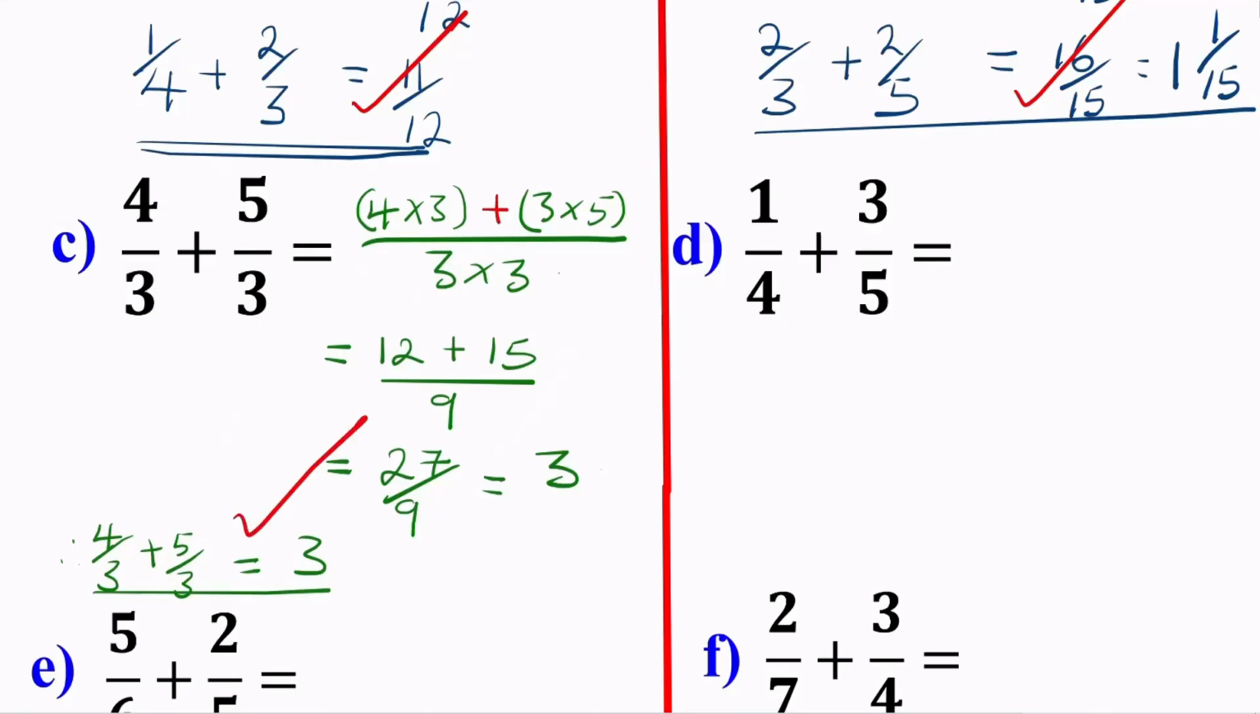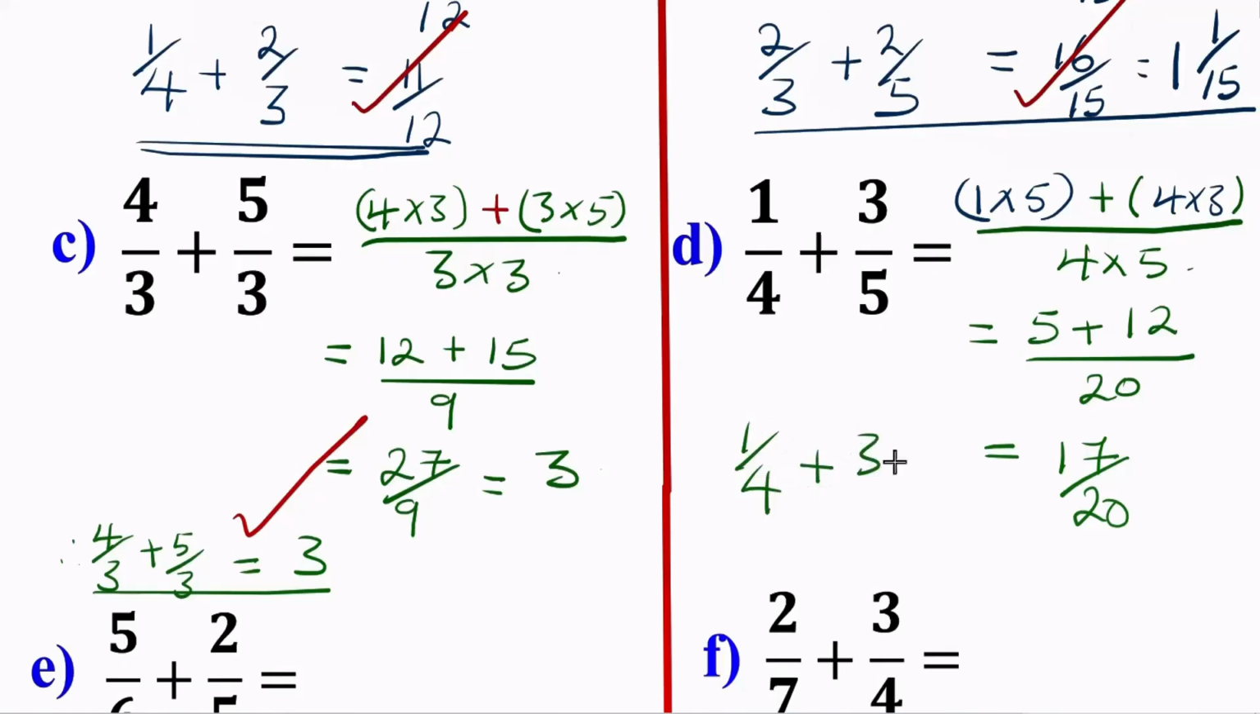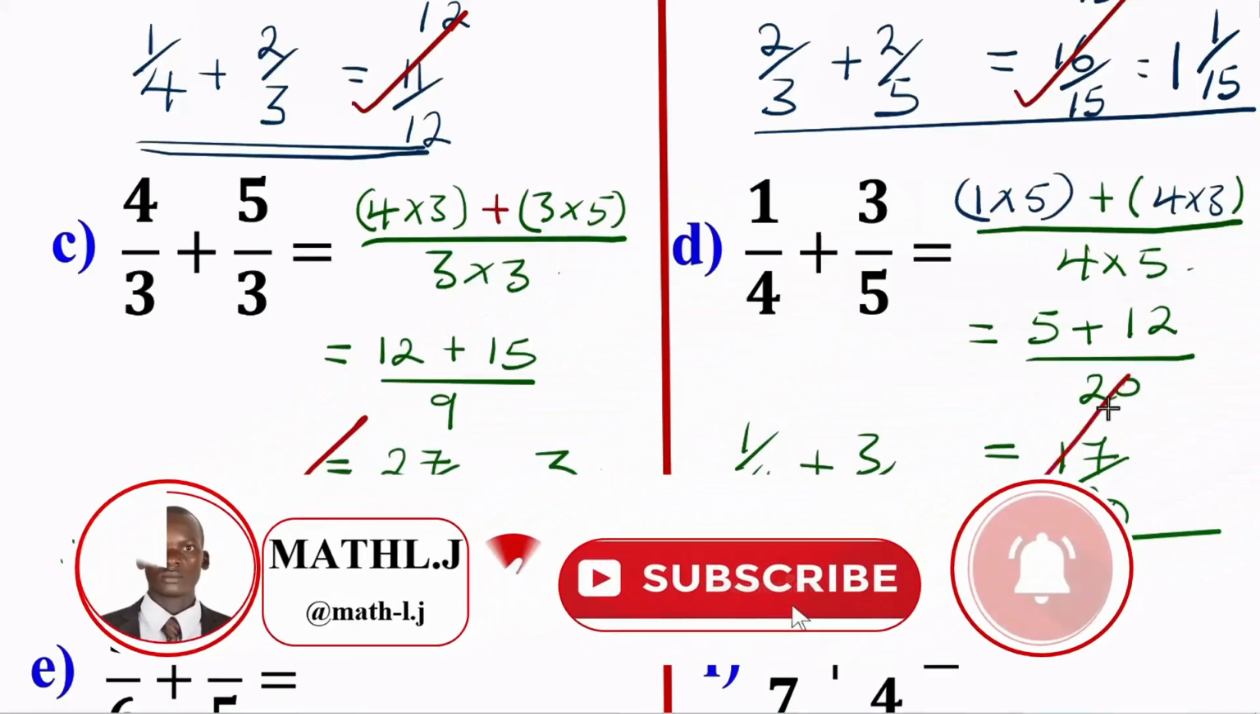Then lastly, part D. Still the same. We are getting 1 multiplied by 5, then plus 4 multiplied by 3. The whole of it divided by 4 multiplied by 5. So this is the same as having 5 plus the product here, which gives 12, then divided by 4 multiplied by 5, which is 20. If I sum up the numerators, I'm having 17 divided by 20. So our expression, which is a quarter plus 3 out of 5, gives the result to be 17 out of 20. And this is the correct answer.